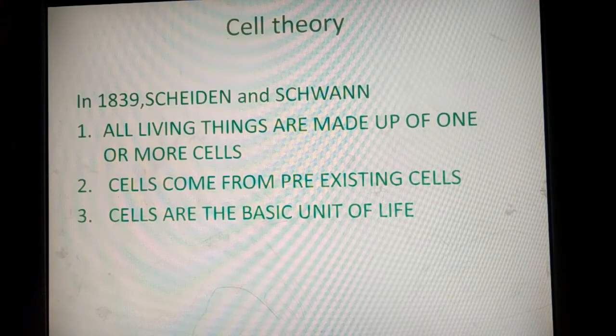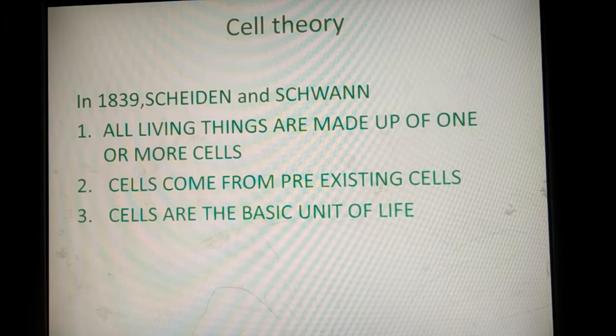Before going into detailed structure, we will have a look at a very important theory which is named the cell theory. This theory was proposed by two scientists, Schleiden and Schwann, in 1839. This theory proved to be the fundamental basis in understanding the structure and function of the cell. This theory postulated that all living things are made up of one or more cells, meaning all living things including plants and animals may be unicellular, containing one cell, or multicellular, consisting of more than one cell.